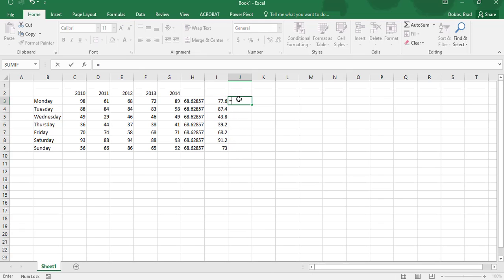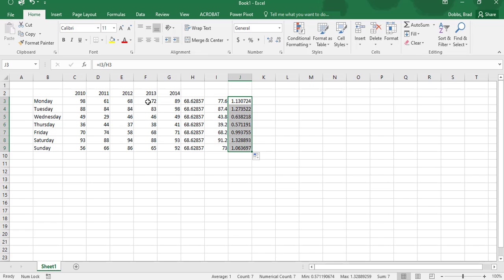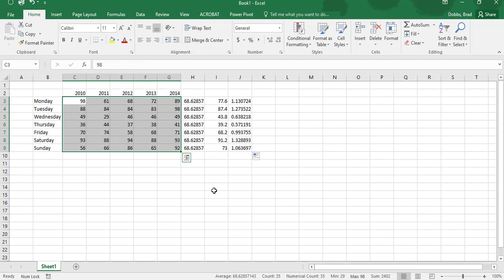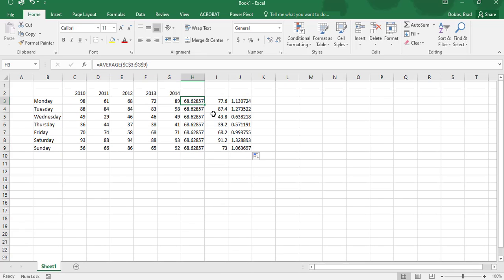and then we're going to divide the individual seasons by the average season, and we're going to double check. So our average is 68, and remember, we can always double check math. We can highlight this, go down here, and we say our average is 68. So that is correct. Then our average for this line for Monday is 77.6.